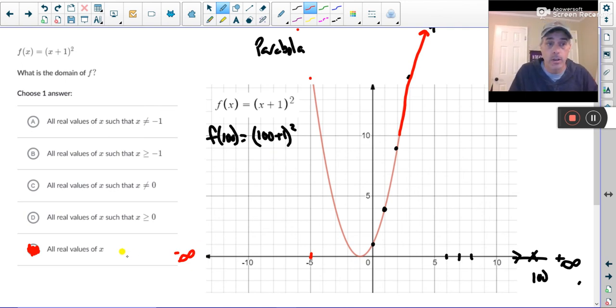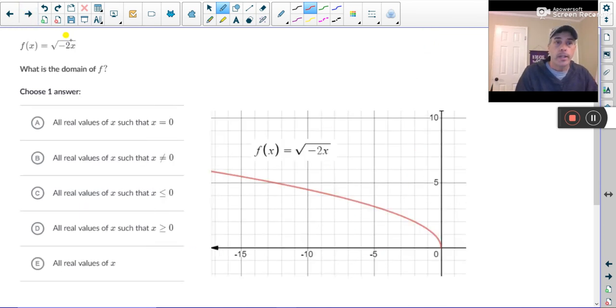Any parabola is always going to have all real numbers as its domain. Okay, so here's our next one. F of x equals the square root of -2x. So I put that into Desmos, and Desmos gave me this picture back out.